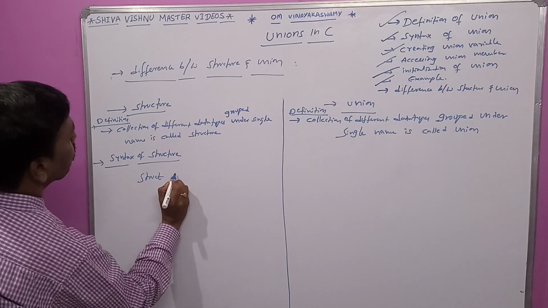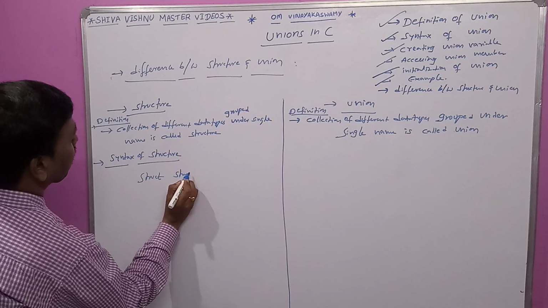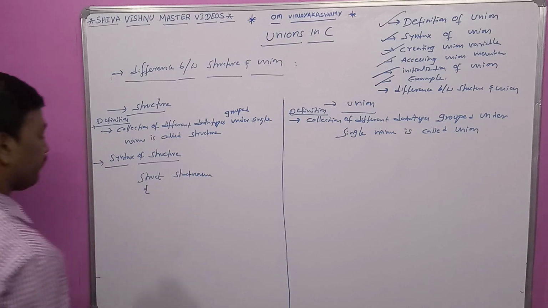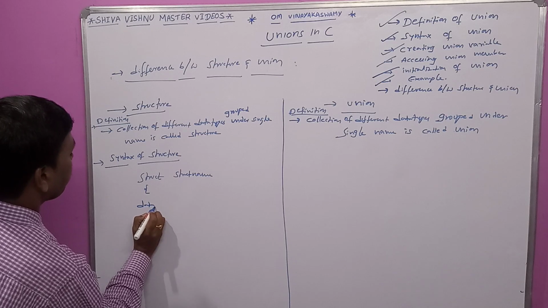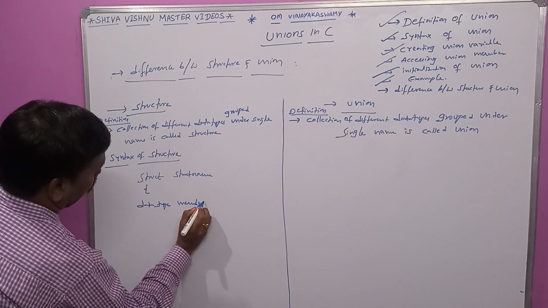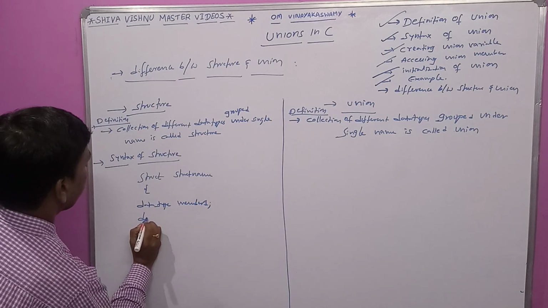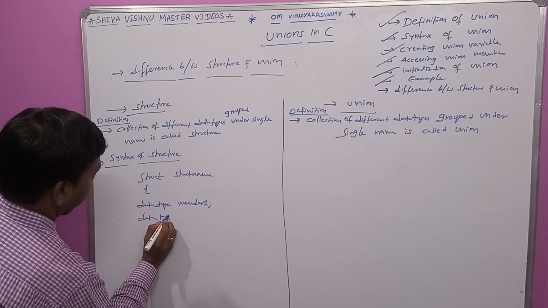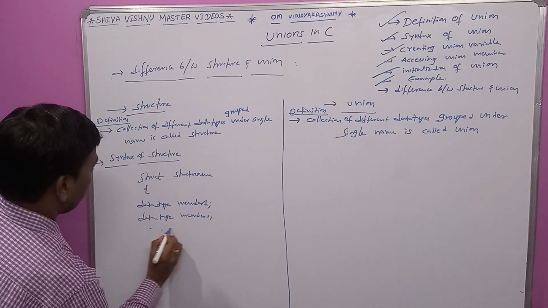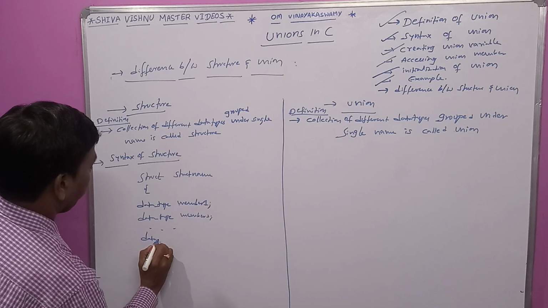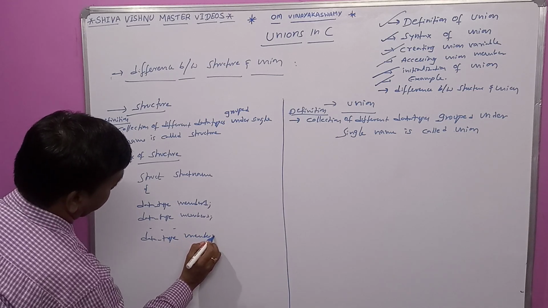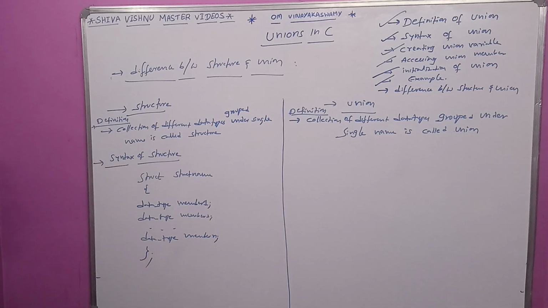struct is a keyword, then the structure name, open brace, data type member 1 semicolon, data type member 2 semicolon, data type member n semicolon, close brace, and the semicolon is a must.